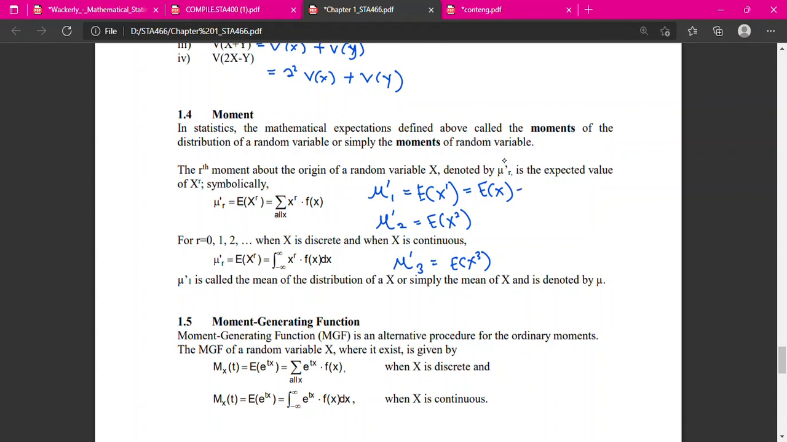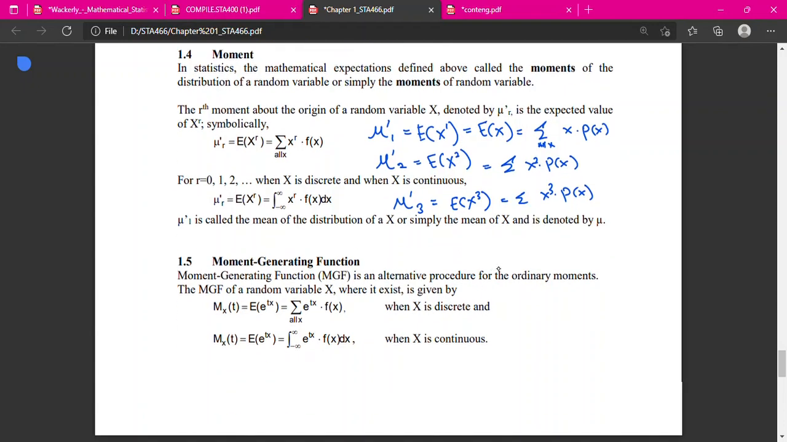Kalau discrete, it will be summation of x multiply px, for all the x that we have. For the second moment, it will be summation of x square multiply px. We talk about discrete random variable. The third moment will be summation of x cubed multiply px. Okay, remember. Kita tengok dulu untuk discrete lah. Continuous kita sambung.